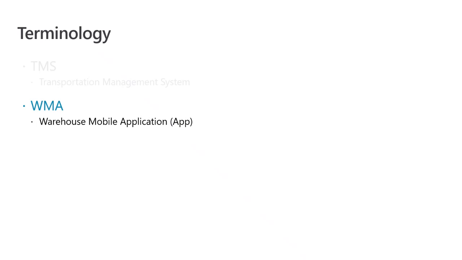The next acronym you may hear is WMA, and that stands for our Warehouse Mobile Application. You may also hear this referred to as the Warehouse App or mobile device, or simply just app. And this is the application that you download from the Windows Store onto any Android or Windows 10 device to complete transactions in warehouse management and select transactions in transportation management as well. And then it interacts in real time with the Dynamics 365 back office system.